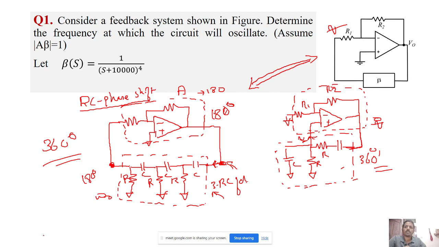Input means actually which input you mentioned? Input means output of this amplifier, right? This is the output of this amplifier. It is given to this, this is the input here, and the output of this feedback is taken from here.